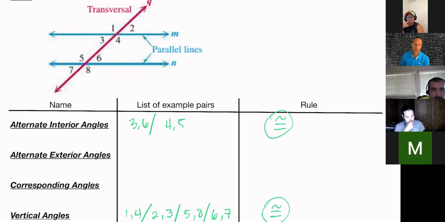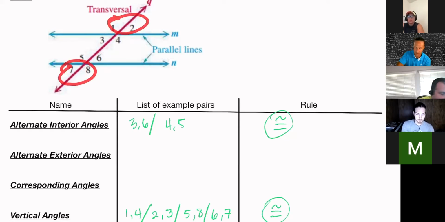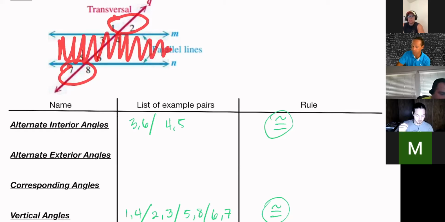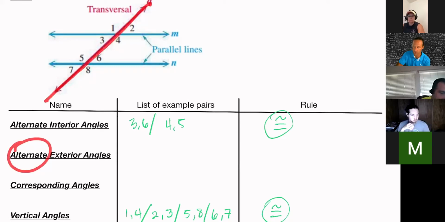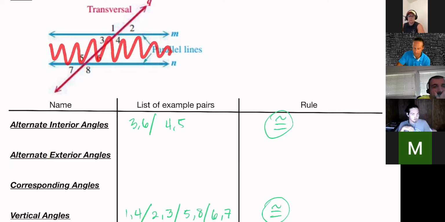Okay. Well, then how about alternate exterior angles? Our only options, 1, 2, 7, and 8. None on the inside of those parallel lines. But if we're looking at 1, they also need to alternate our transversal. So 1 and what? 1 and 8. Good. And what do those both look like?